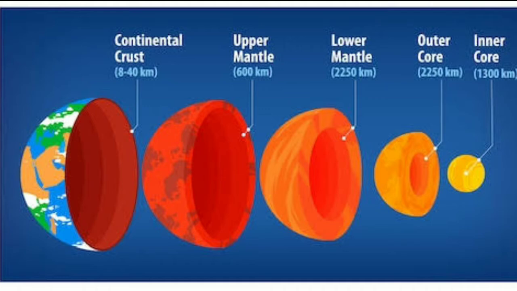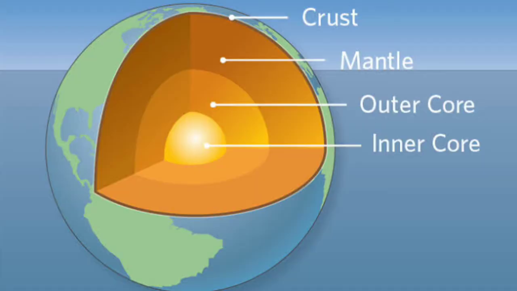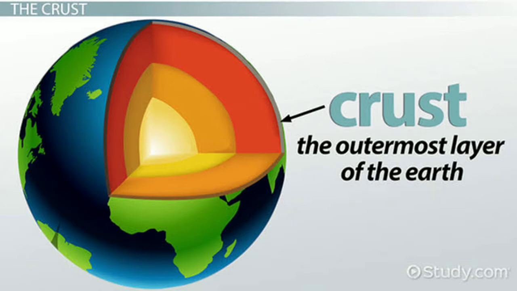The layers of the Earth are crust, mantle and core. Crust is the outermost layer, mantle is the middle layer and core is the inner part of the Earth. Now we are going to discuss all these three layers in detail. At first we are going to study about crust.